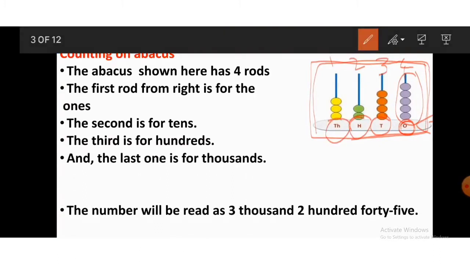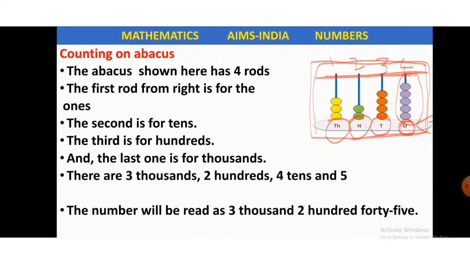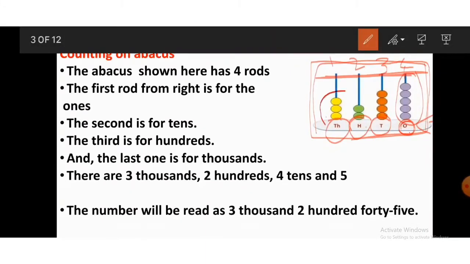Now how many digits is this number? This is a 4-digit number. 1, 2, 3, 4. And what will the number be? We have to count the number of balls on each rod. What should we do, children? We should count the number of balls on each rod. Let us count. Shall we? Okay. First we'll count the number of balls in the ones place. 1, 2, 3, 4, 5. There are 5 balls in the ones place.